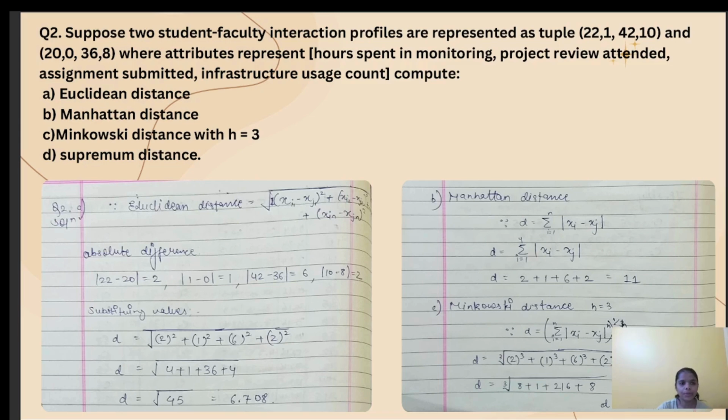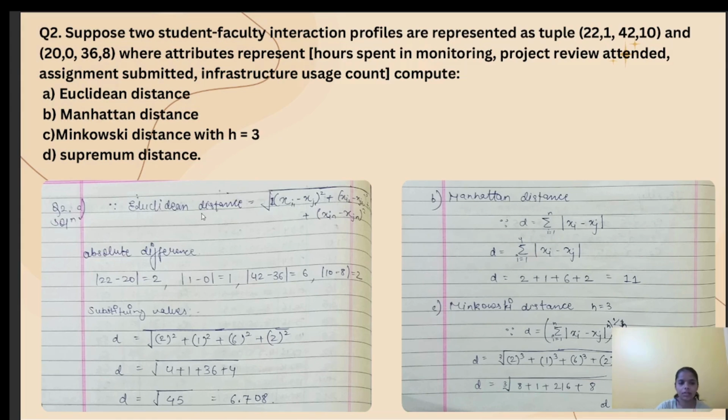Now question number 2. Suppose two student-faculty interaction profiles are represented as tuples. Tuple 1 consists of 22, 1, 42 and 10, and tuple 2 consists of 20, 0, 36 and 8, where the attributes represent the hours spent in mentoring, project review attended, assignments submitted, and infrastructure usage count. Now we have to compute the Euclidean distance, Manhattan distance, Minkowski distance where h is 3, and the supremum distance.